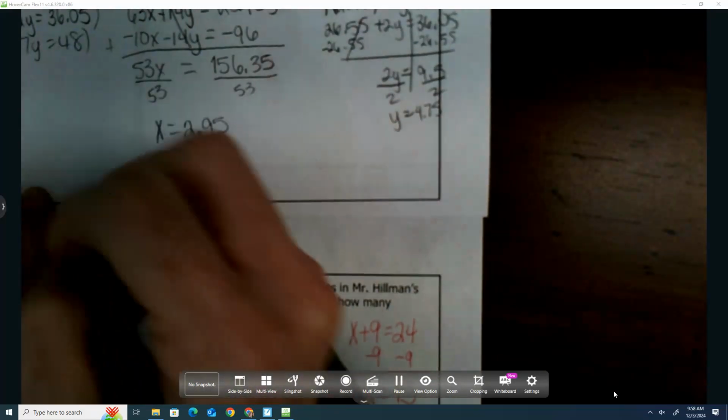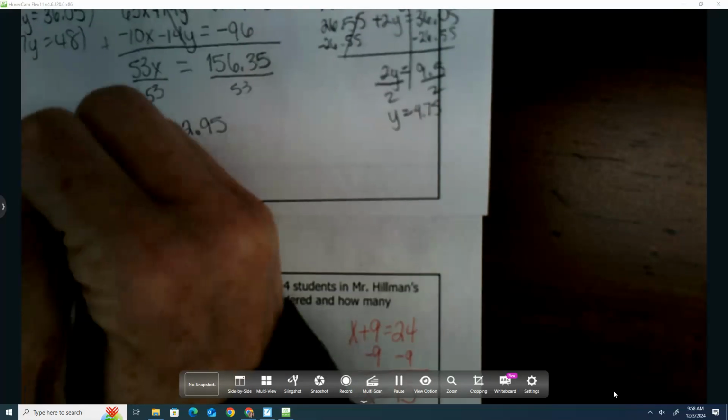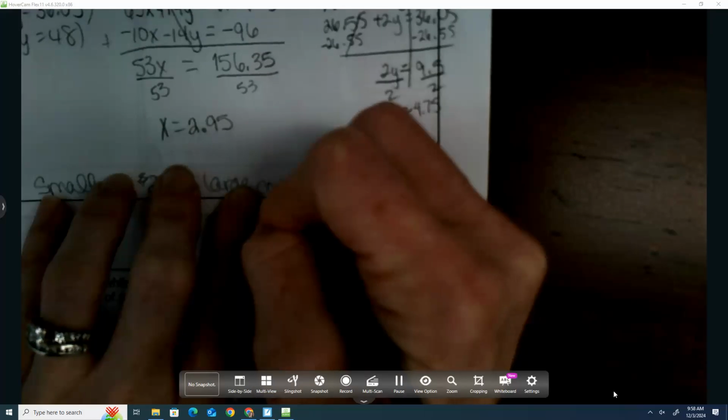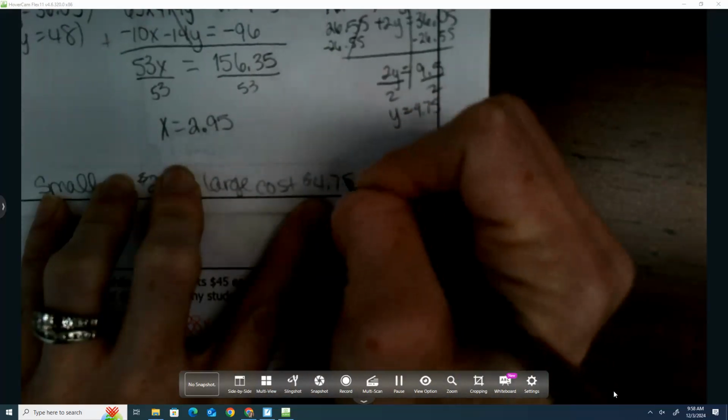So we're finding the cost. The small cost $2.95. The large ones cost $4.75.